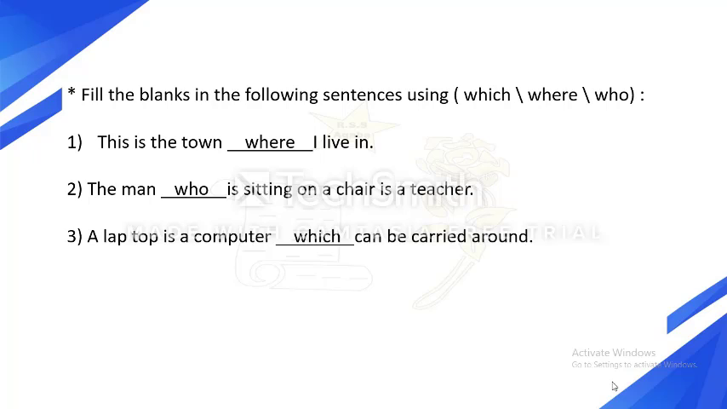2. The man who is sitting on a chair is a teacher. The man. This is the person here. Definitely we have to use this relative pronoun. A laptop is a computer. Which? We are talking about computer. We are talking about a laptop. It's something. It's anything. Can be carried around. Which?